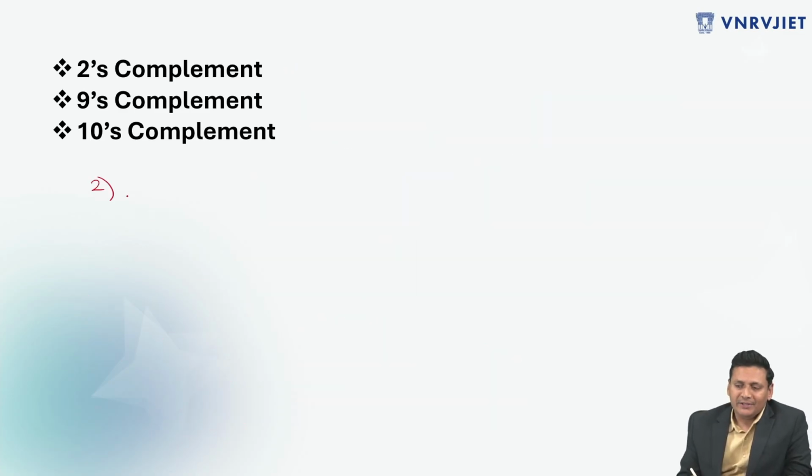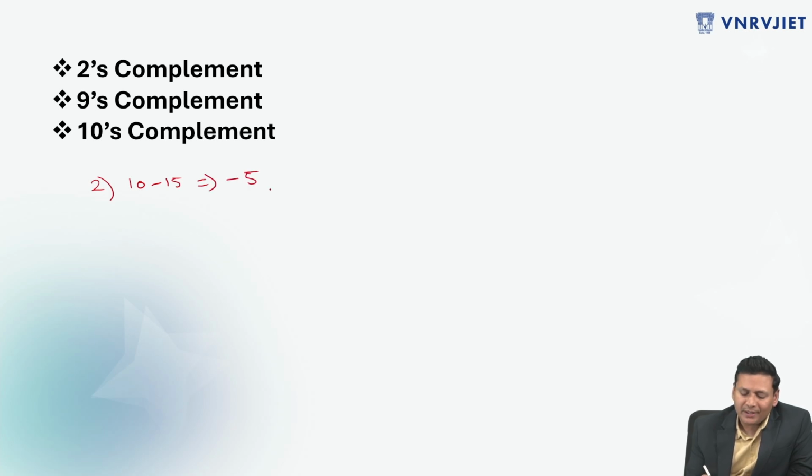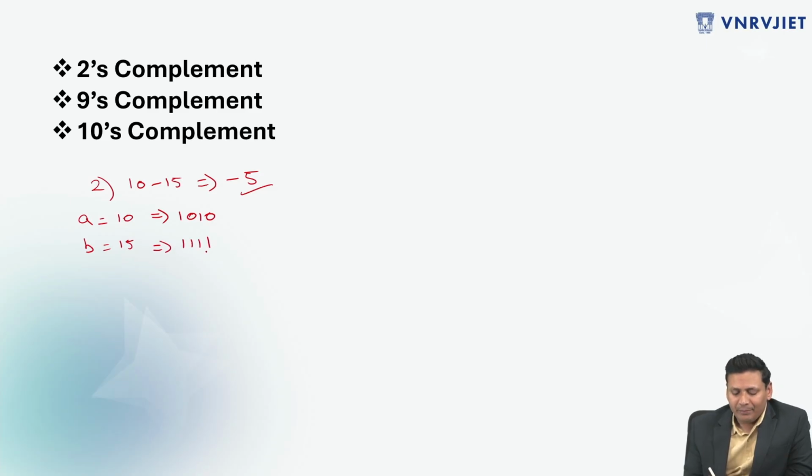In the previous example, we have seen 15 minus 10 and we got the answer plus 5. Now we'll do the second example, that is 10 minus 15. So what is my expected answer? Expected answer is minus 5. Let us check whether we are getting the same answer or not. So in this case, A is equal to 10, B is equal to 15. First you have to write down the binary representation, 1010, and the binary representation of B in this case is 1111.